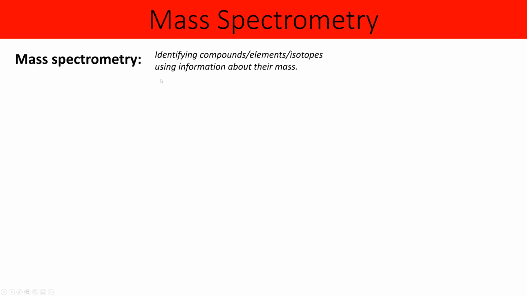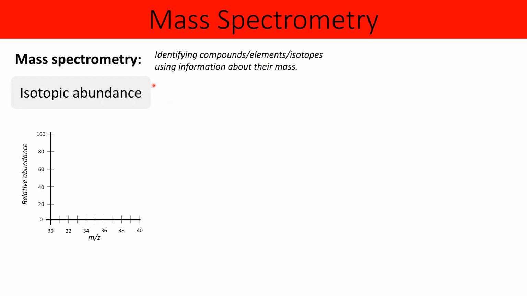Hopefully you've looked at mass spectrometry before and you remember it's all about trying to identify compounds, elements, isotopes, and it uses information about their mass. Now, typically a graph from a mass spectrum looks like this. We get relative abundance here and these m/z values, mass to charge ratio. I've got a number of peaks here: this one at 35, this one at 37. The one at 35 looks to be at about 75%, and the one at 37 looks to be at about 25%.